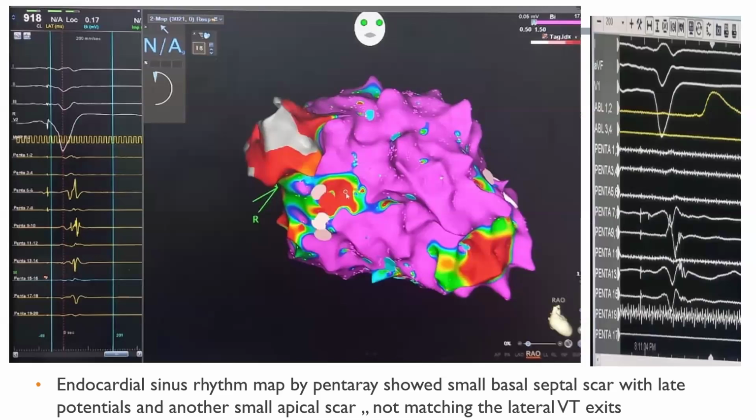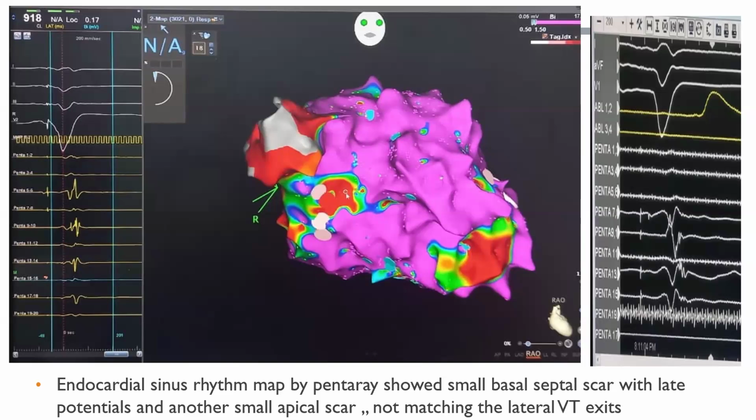This is the endocardial LV voltage map. Of course, the VTs are causing hemodynamic compromise, and we are not dealing with an activation map of VT because we know that he has different VTs. So when the VTs are of different morphology and unmappable because of hemodynamic compromise, we will do a substrate map or voltage map.